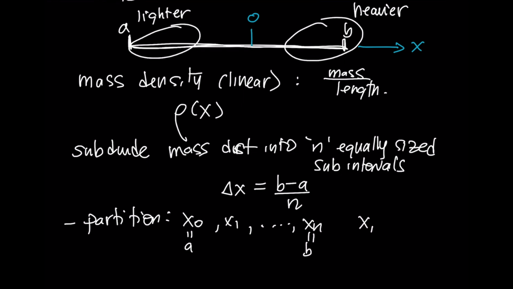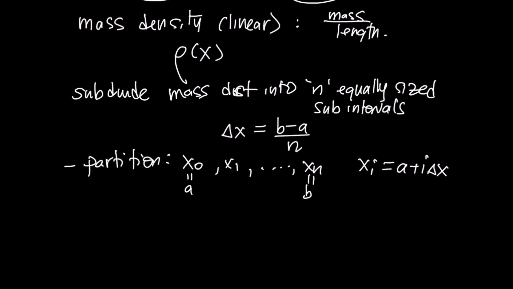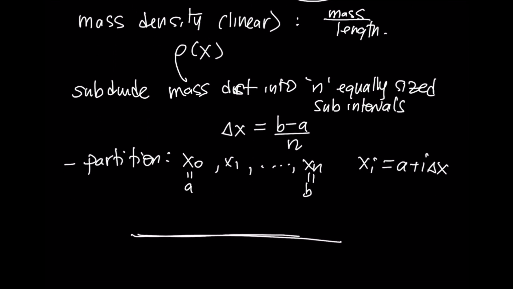Some general location will be x plus i bunches of delta x. So we are going to take that continuous mass distribution. Once again, there's some coordinate axis attached to it. It starts at a, which is x naught, and it ends at b, which is xn. We're just going to subdivide it into little portions of length delta x, and so on and so forth.